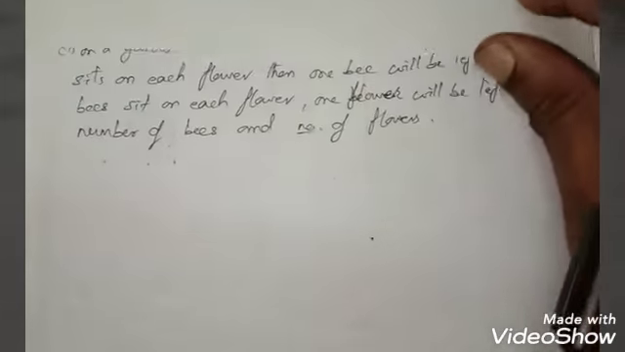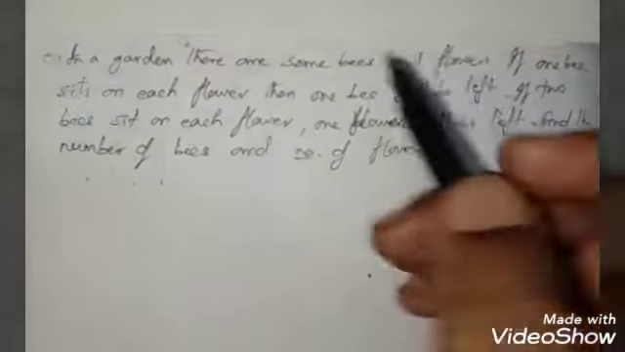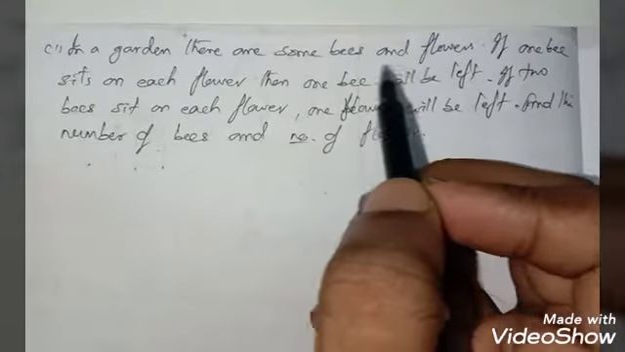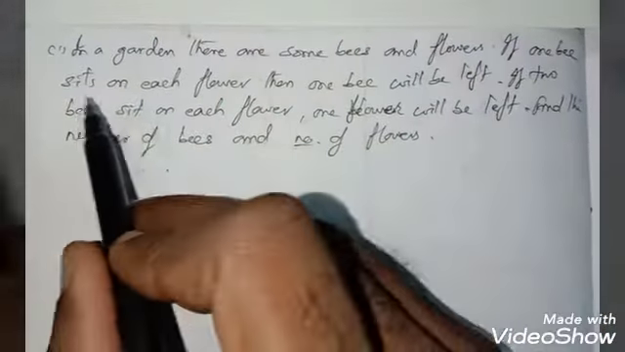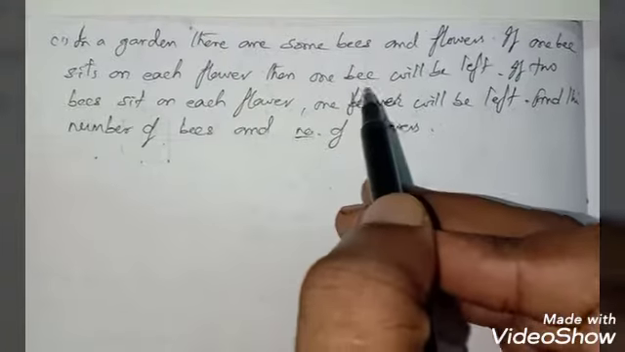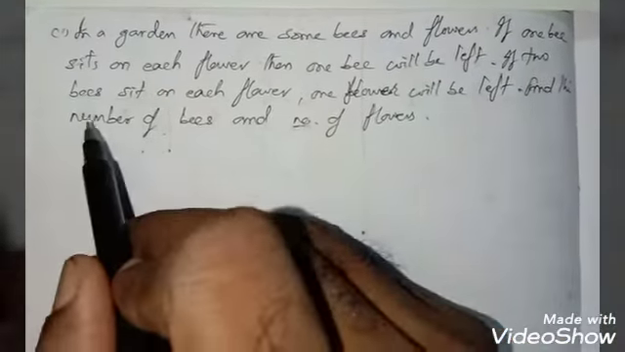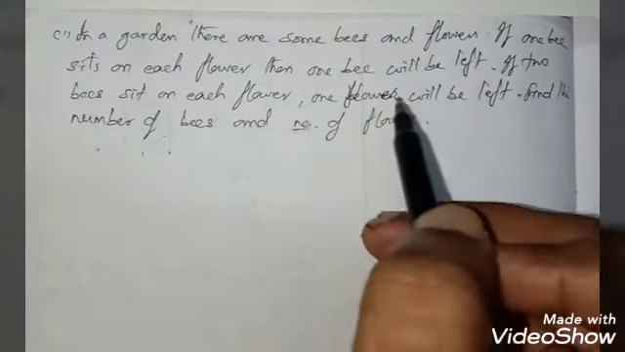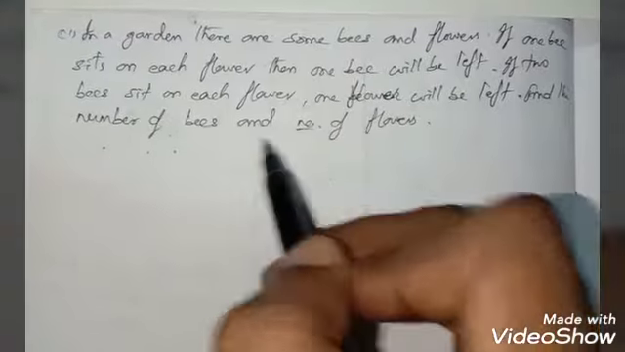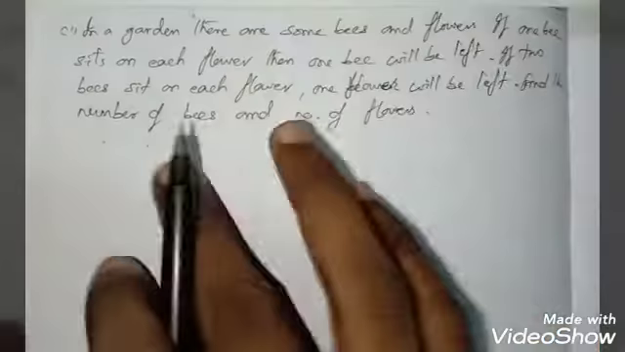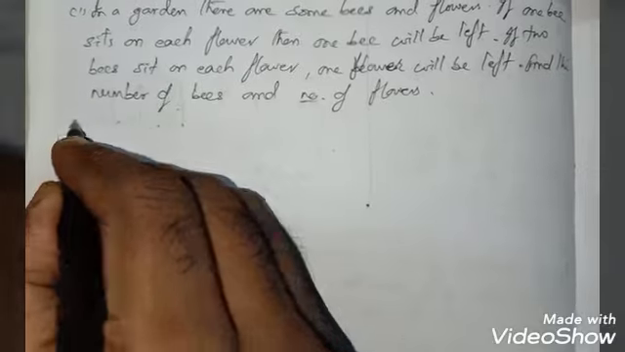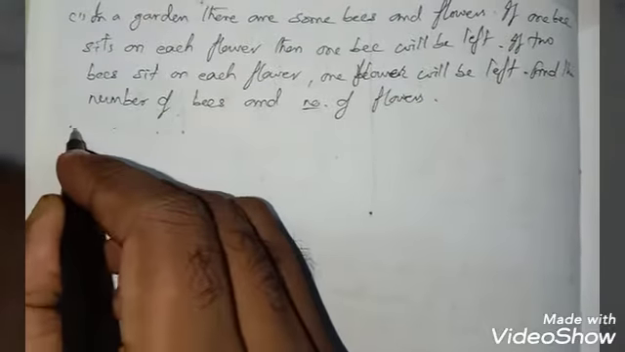So in that, if I go for the first question: in a garden there are some bees and flowers. If one bee sits on each flower, then one bee will be left. If two bees sit on each flower, one flower will be left. Find the number of bees and number of flowers. So this is a word problem. Now convert this word problem into an equation. Now how to convert this into an equation?